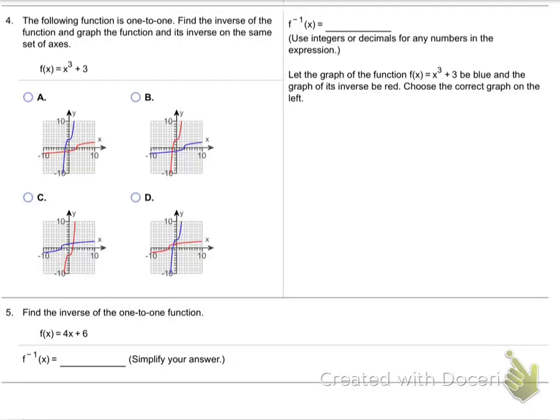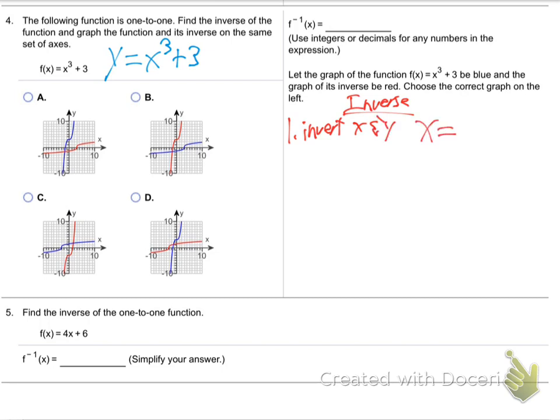Okay, so here we go. Number 4. They're giving me the function y equals x cubed plus 3. And then I'm going to do the inverse function over here. And for the inverse, step 1, we invert or switch x and y. So I'm going to put x on the outside, y on the inside. See how they just switched? And now step 2, solve for y.